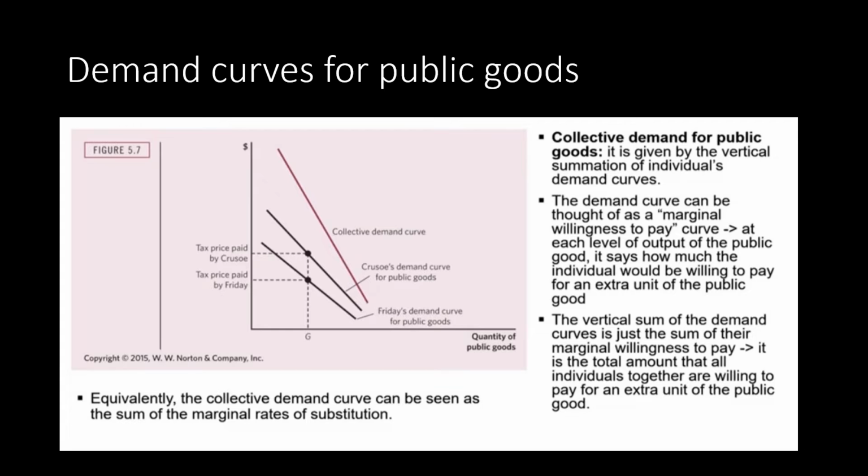And this is the vertical sum of the demand curves, which is just the sum of their marginal willingness to pay. This is the total amount that all the individuals together are willing to pay for an extra unit of the public good. Equivalently, the collective demand curve can be seen as the sum of the marginal rates of substitution.